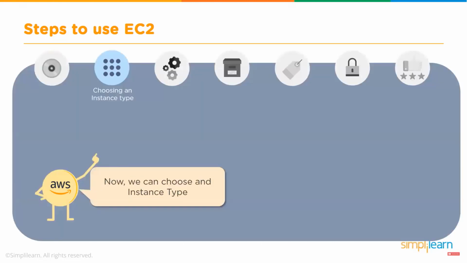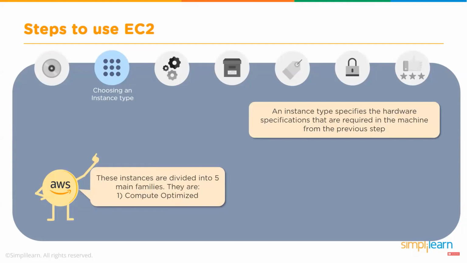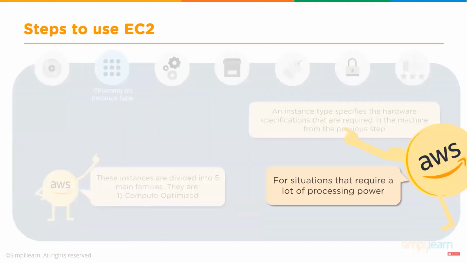Now let's talk about choosing the instance type. The instance type is basically the hardware specification that's required for the machine that we're trying to build. The instance types are categorized into 5 main families. To begin with, it's compute optimized. Compute optimized gives us lots of compute power, or lots of processing power. So if my application is going to require a lot of processing power, I should be picking a compute optimized instance.